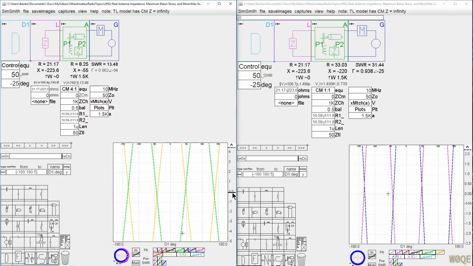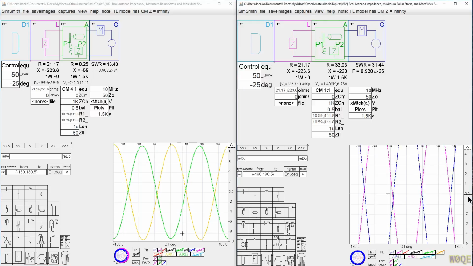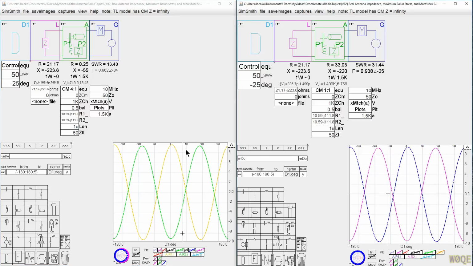Got to get focus over here again. Now we see they're very well balanced. So it's really tough to build a balun that does its job when the impedance is extremely high. It's also extremely hard on the balun. And that's the only point I wanted to make.